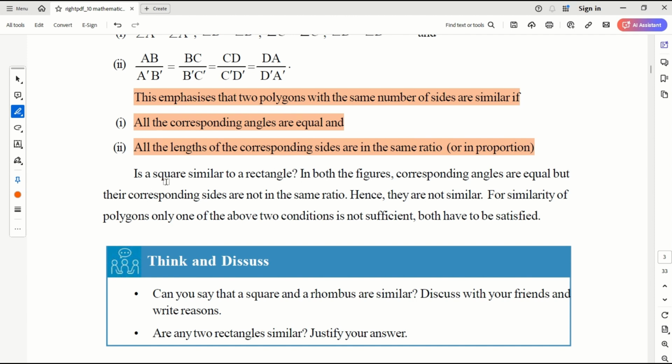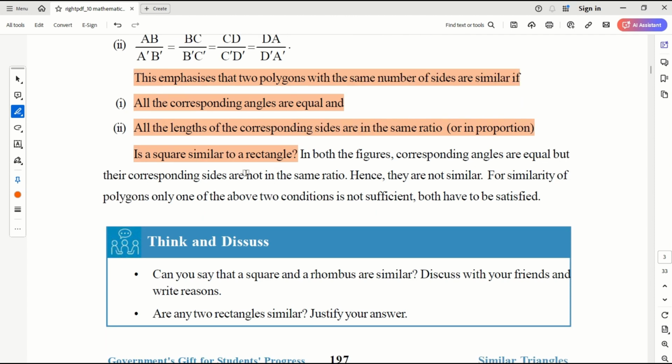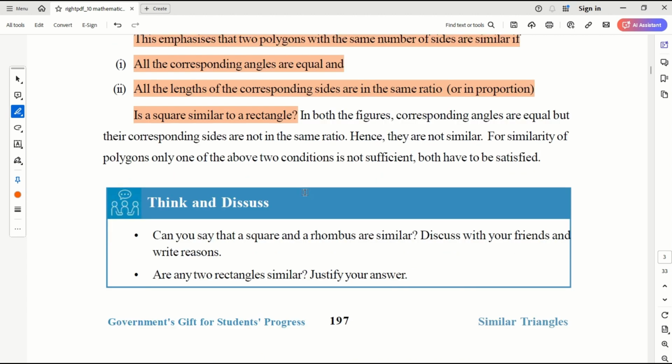Okay. Is a square similar to a rectangle? Definitely not, because in a square all four sides are the same. So if you want another similar figure, that figure also should have all four sides the same. A rectangle doesn't have all four sides the same, so they are not similar. If you see the angles, a square has all angles 90 degrees, a rectangle also has all angles 90 degrees, but they are not similar because the sides are not in the same ratio.